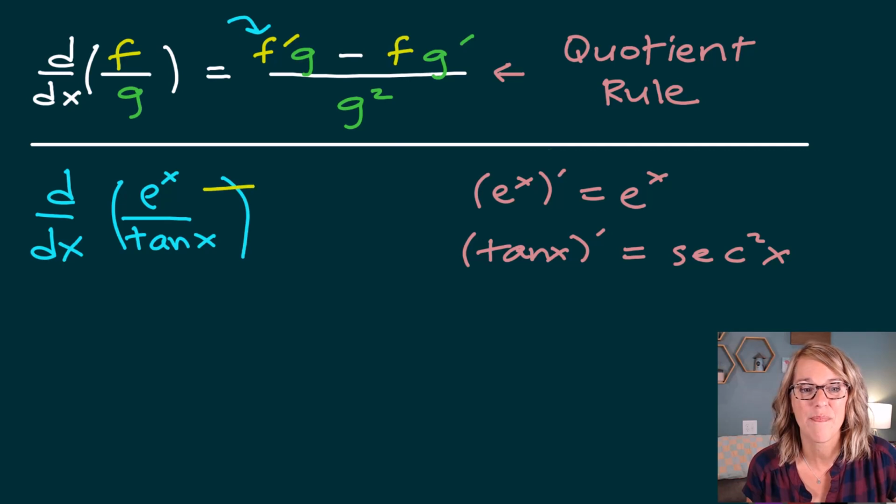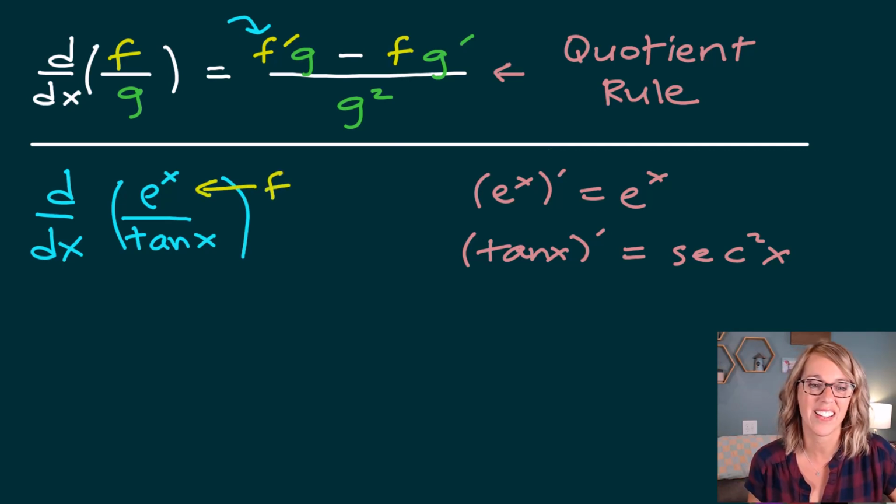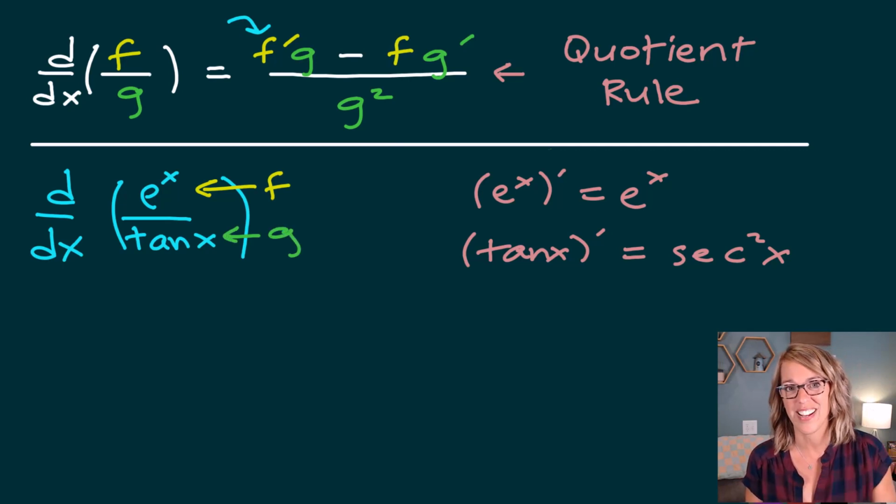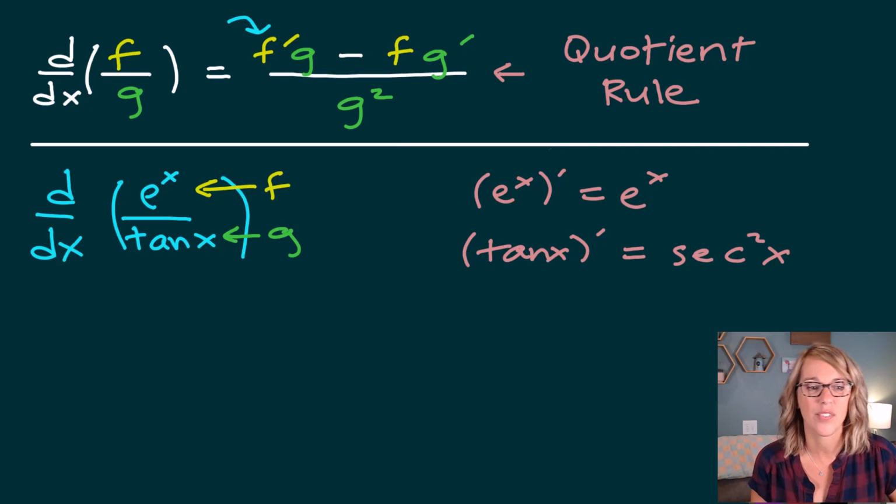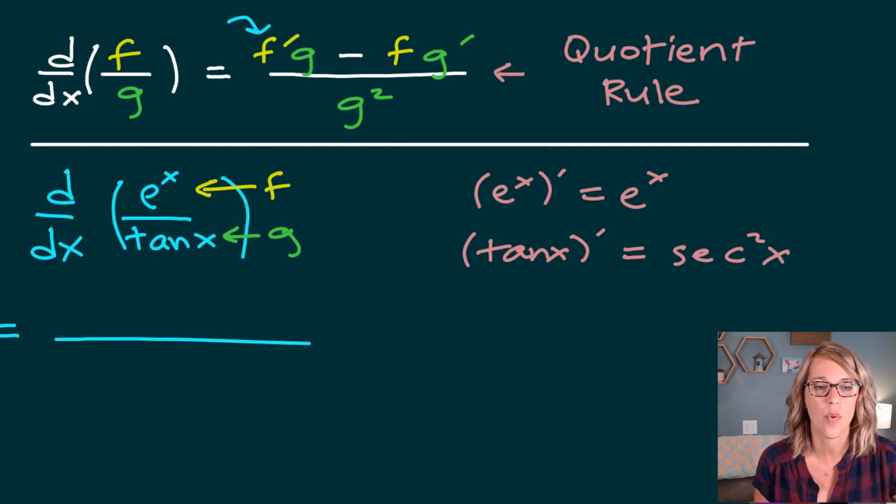Okay, so we are back. Let's see how you did. The numerator is f, that's e to the x, and our denominator is g, and we've got the derivatives right next to them. Let's go ahead and take that derivative, applying our quotient rule.